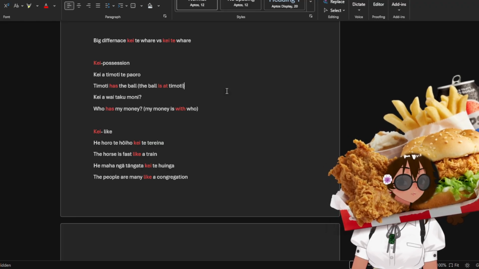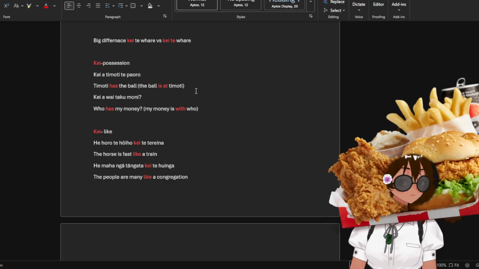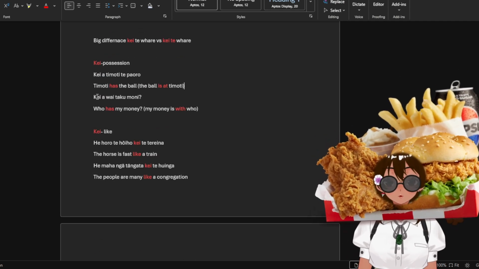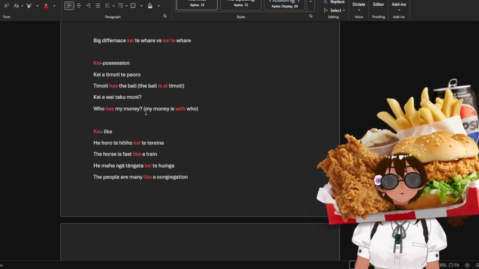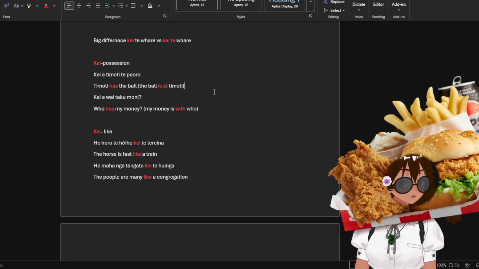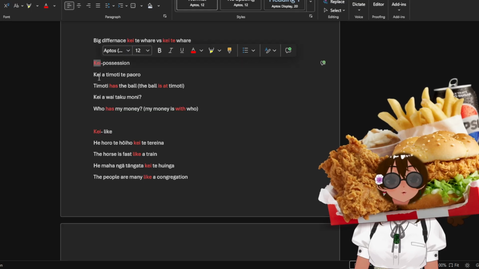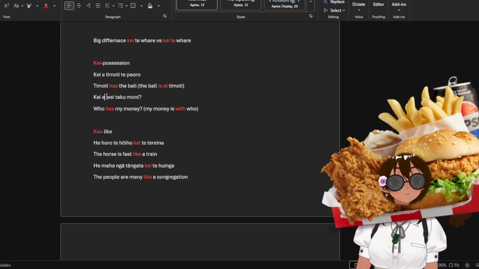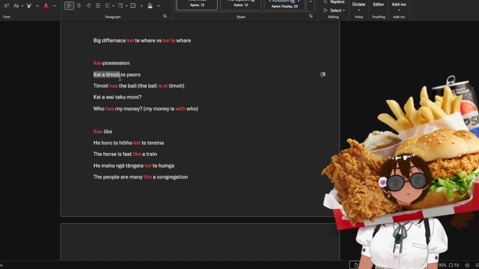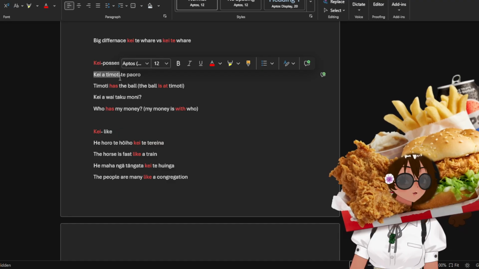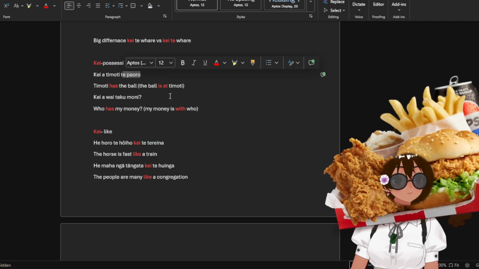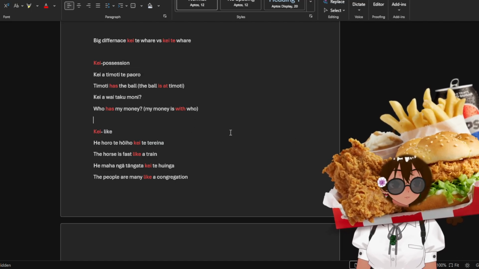Like when you ask, oh, who has the keys? Oh, it's on that one. It's on that guy. Kind of like that. For another example, kei a wai taku moni, who has my money, or my money is with who. So basically, kei, and then a person name, and I mean, there probably will be an "a" at the front because "a" marks a person or pronoun. So if you see kei and then a person or pronoun, then it's very likely it's talking about who has something on them, like te paoro, or poro in standard Māori.